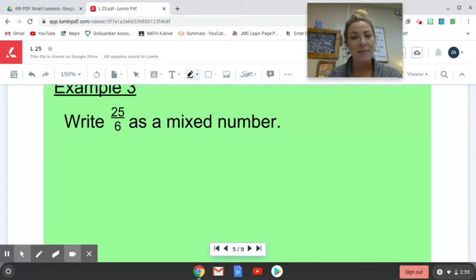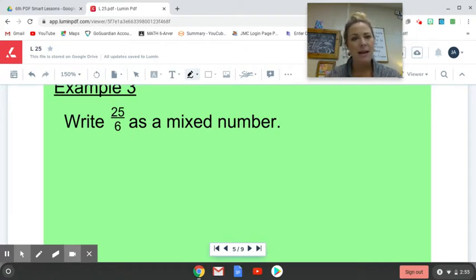25/6 is the same thing actually as 25 divided by 6. That's really another way we can think about fractions. This fraction bar is also a division bar. So 25 divided by 6. I can actually talk through this mentally, but I'll work through it on paper as well.